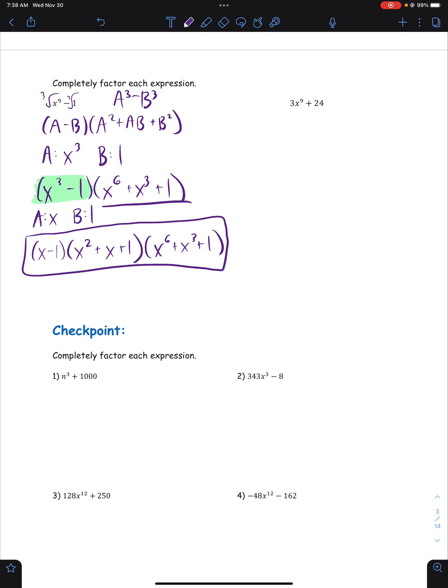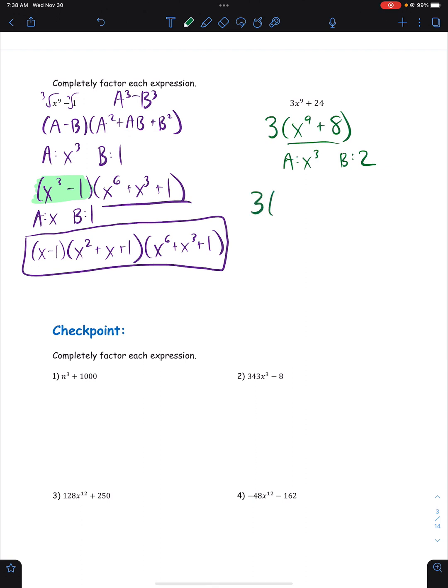There's a GCF of 3 here. So if we take out a 3, we have x to the 9th plus 8. And now we can see, oh, this is a sum of two perfect cubes. So now I could write, okay, so a is x to the third, b is 2. And now I can just plug that into my sum of two perfect cubes equation.